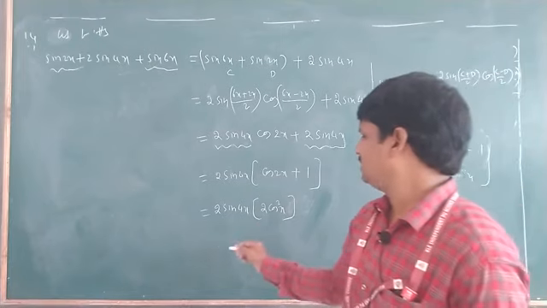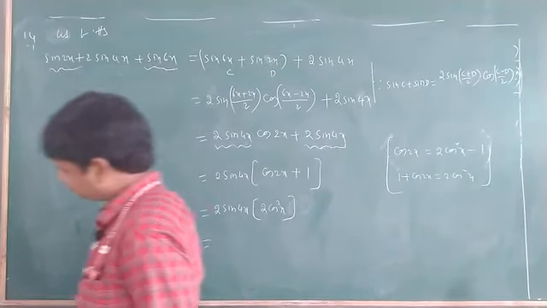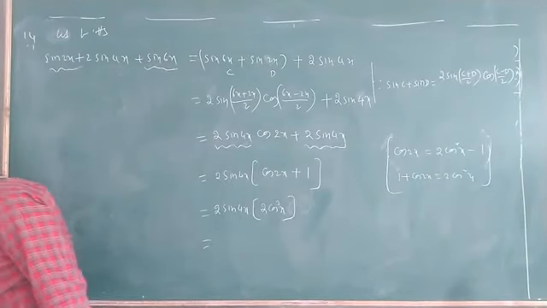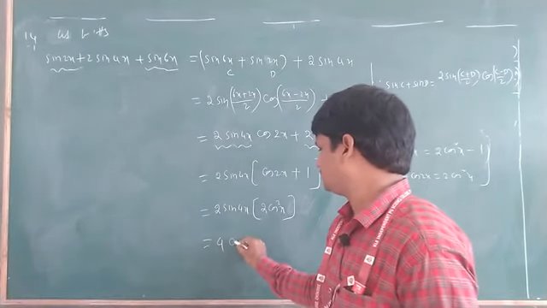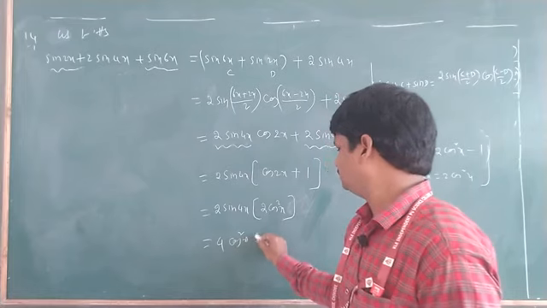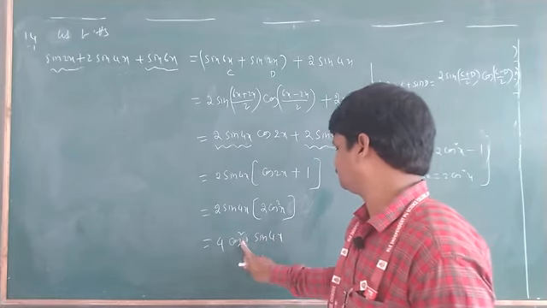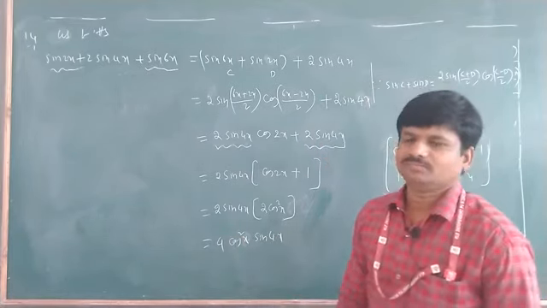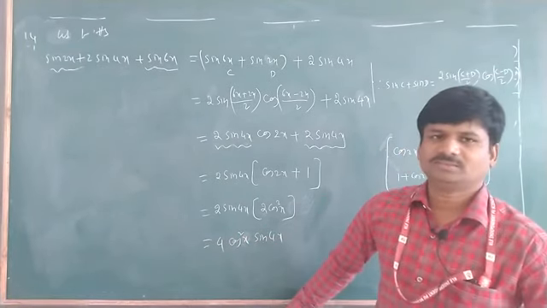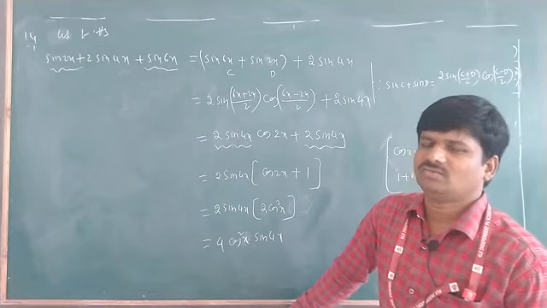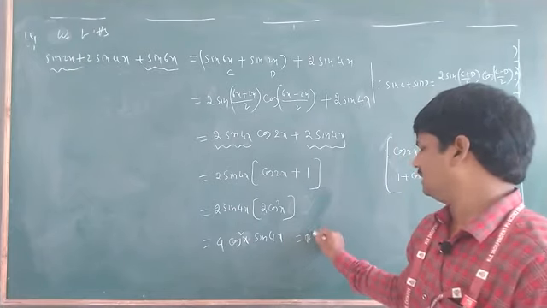So next, what do we have to do here? 2 sin 4x into 2 cos square x gives 2 into 2 equals 4, so 4 into cos square x into sin 4x. That is equal to the RHS.